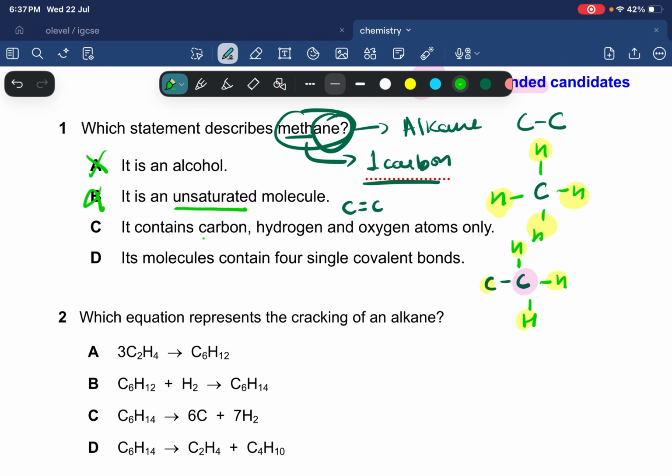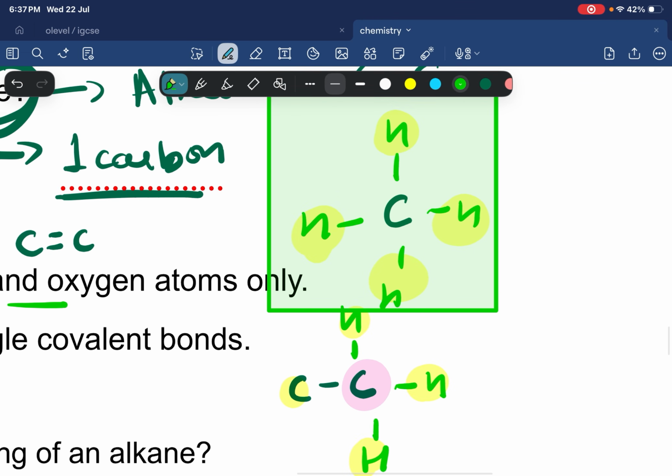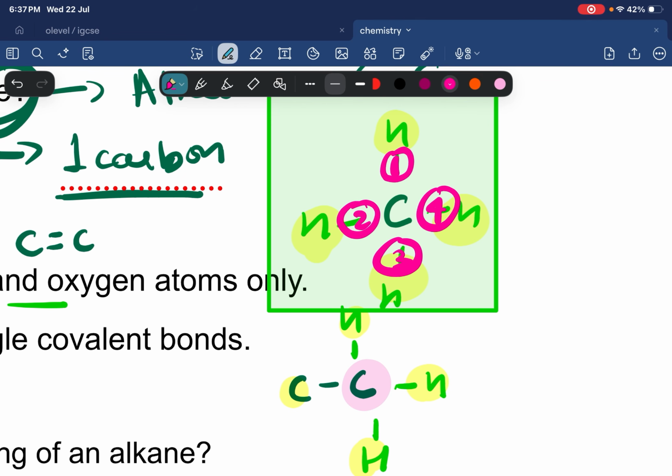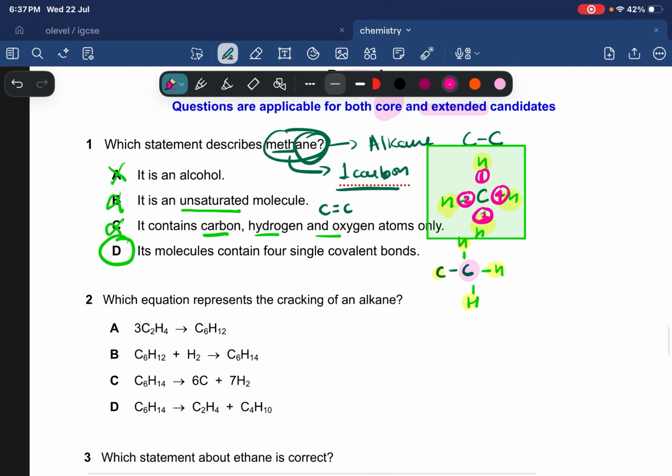Next, it contains carbon, hydrogen, and oxygen. No, we're dealing with methane. Methane is just a carbon with 4 hydrogens attached, so there is no oxygen. Its molecule contains 4 single covalent bonds. Yeah, that's correct. How come there are 4 single covalent bonds? You can count it for yourself. 1 bond, 2 bond, 3 bond, and then that's the 4th bond. So there are 4 single covalent bonds in methane.